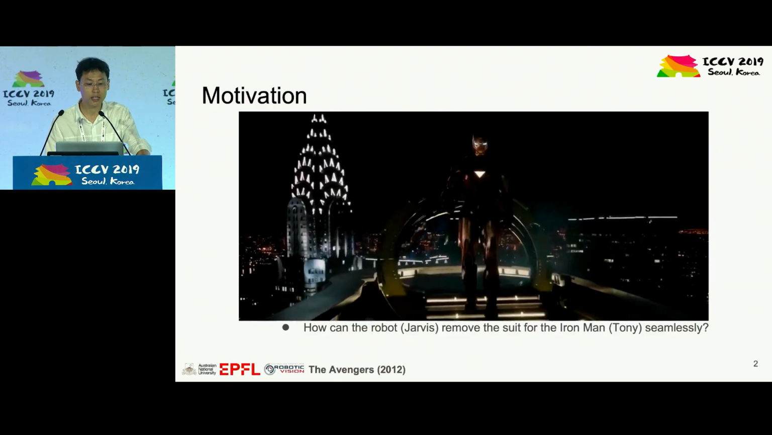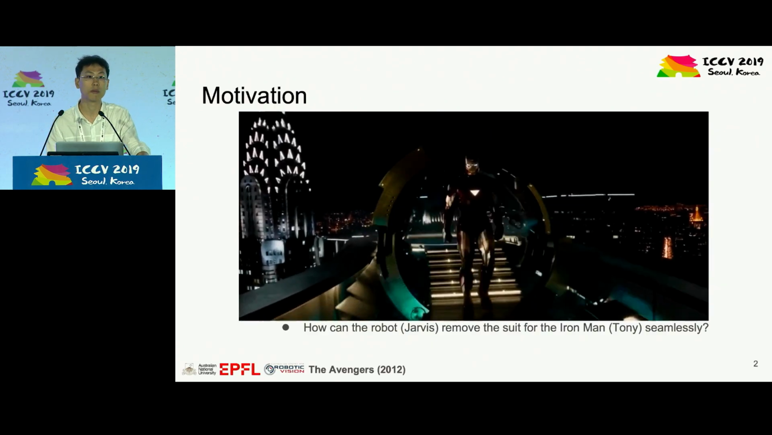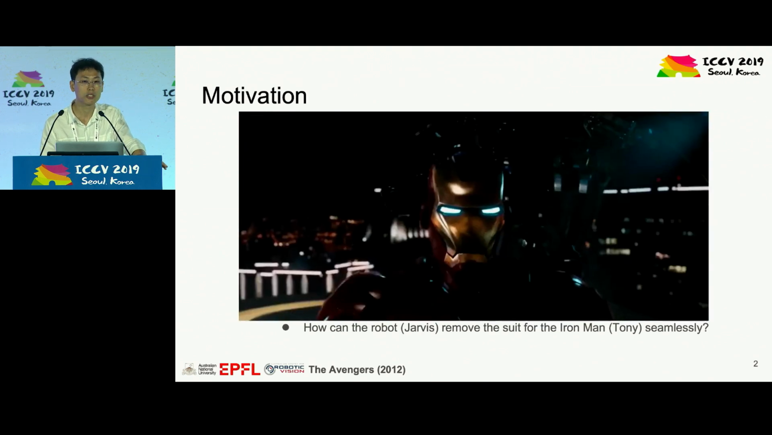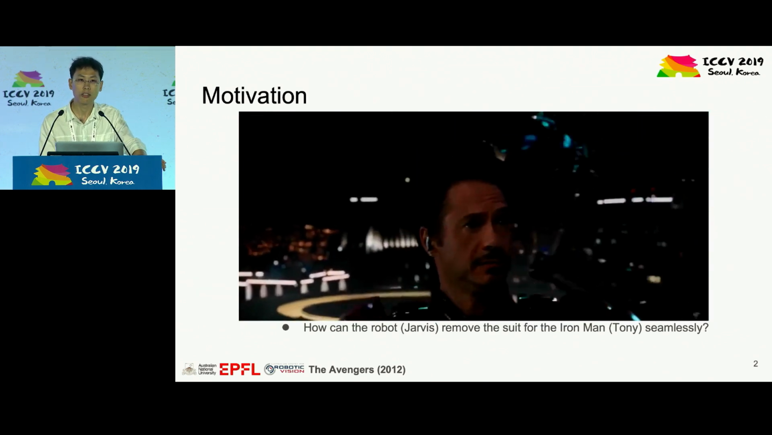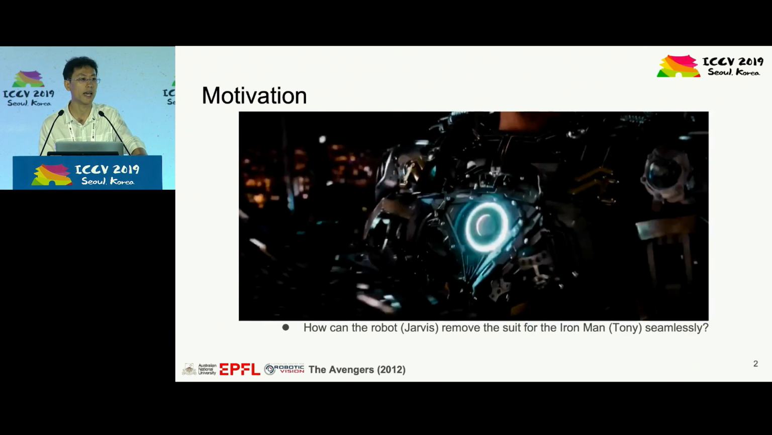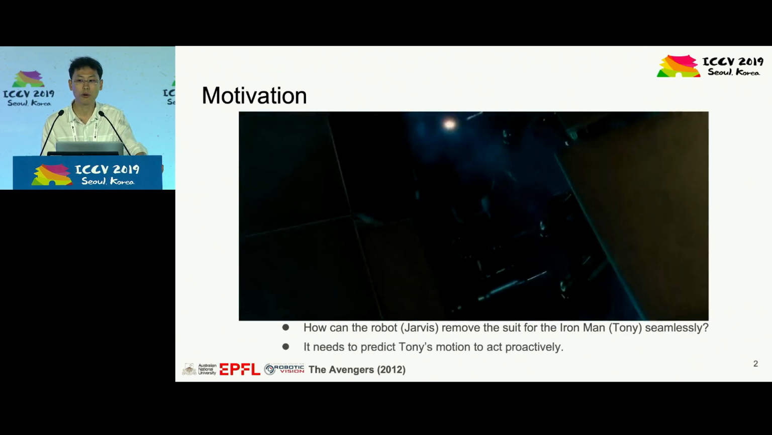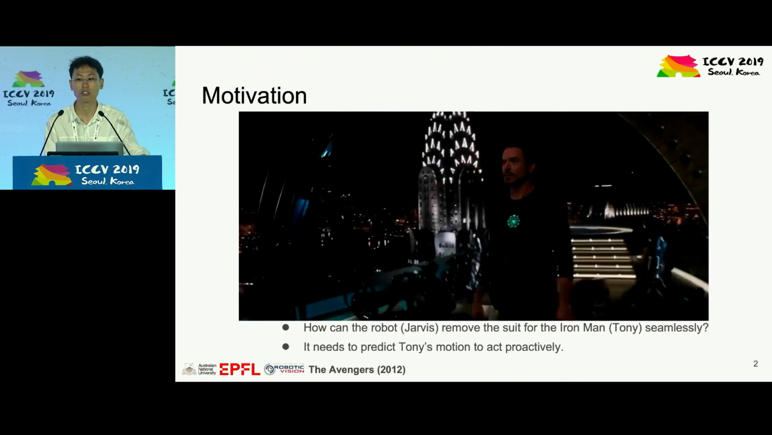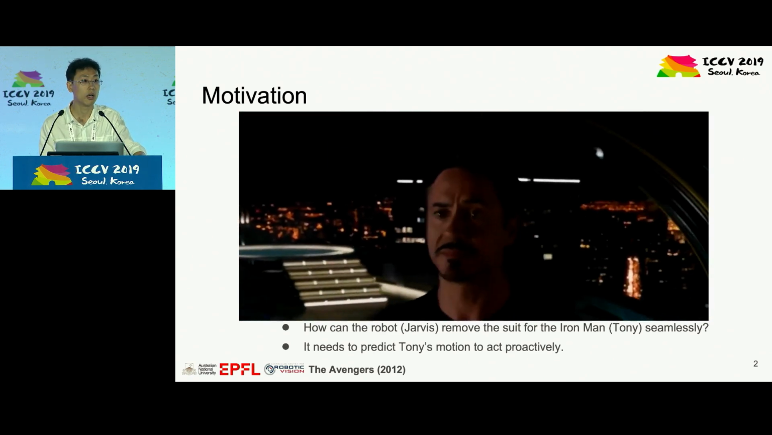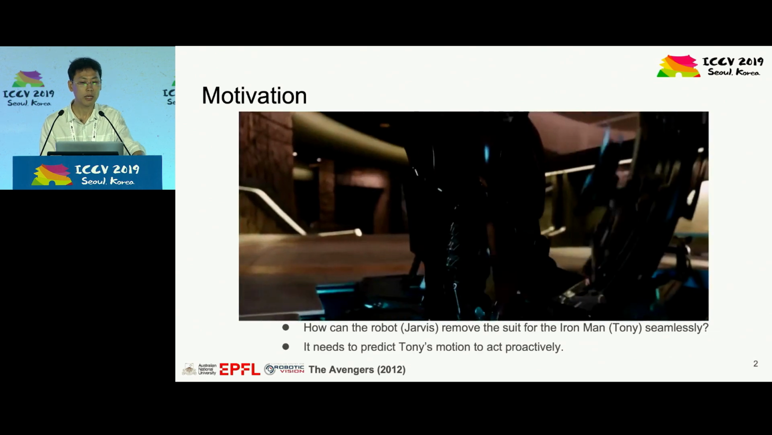When you were watching The Avengers, have you ever been curious about how Jarvis can remove the suit seamlessly while Tony is moving? No matter how fast the robot can react, after seeing the human motion, there will be a delay. To act proactively, it needs to predict Tony's motion. That motivates this task, human motion prediction.